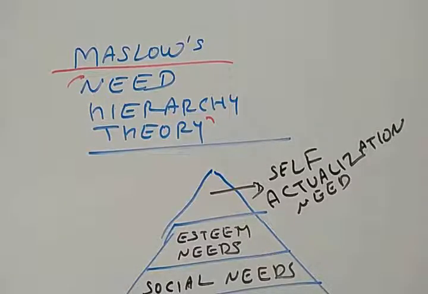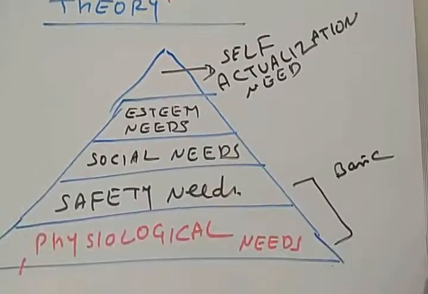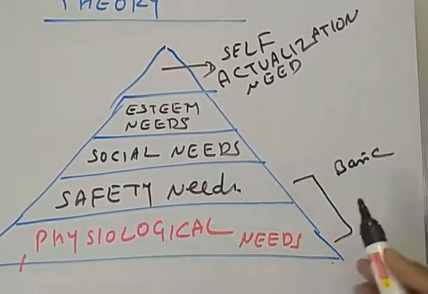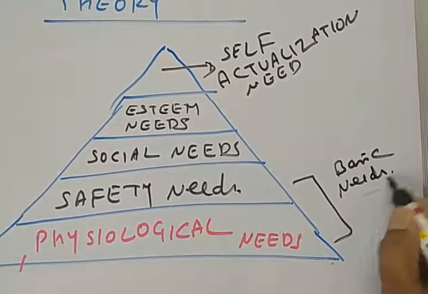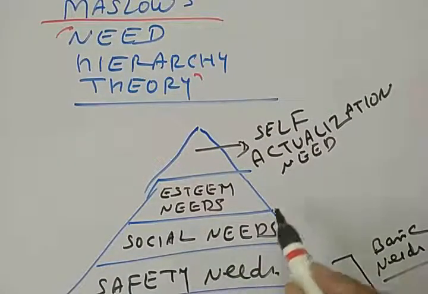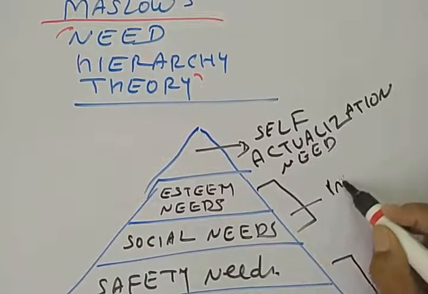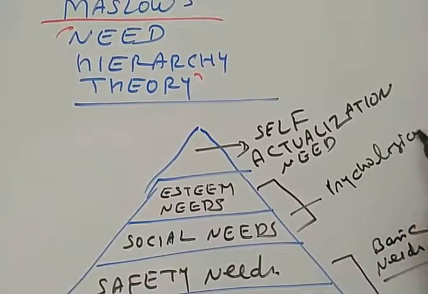Now, you take an idea about all. These two needs, physiological and safety, these are basic needs. You see here. Physiological and safety needs, these are basic needs. Then comes social needs and esteem needs. These two needs are categorized as psychological. Right? And the last one, that is self actualization, this is the self fulfillment need. Clear?